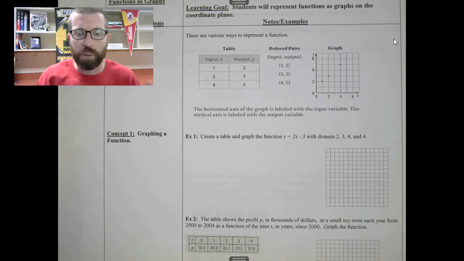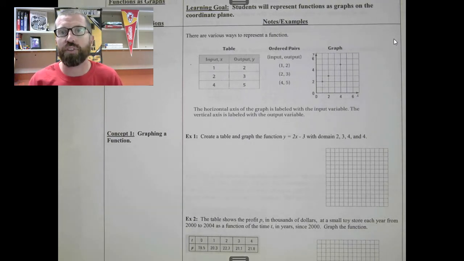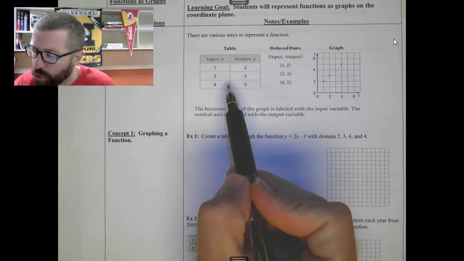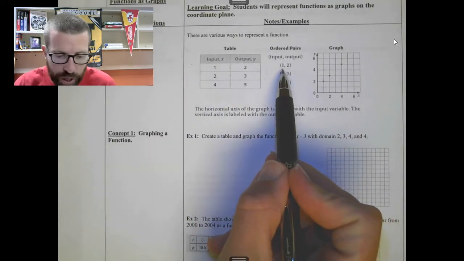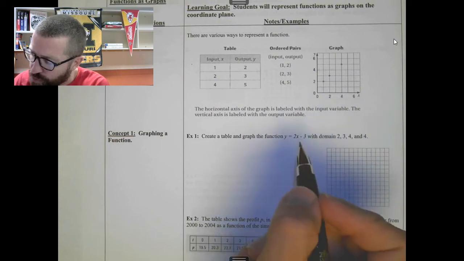Okay, here we're going to look at functions as graphs. So we're going to look at getting points on graphs and then also finding functions to represent those points. There are various ways to represent a function. We have tables, inputs and outputs, ordered pairs, and then we can place these on the graph.